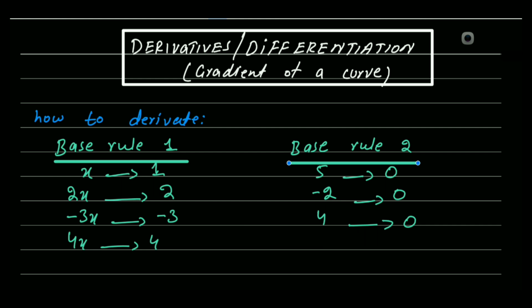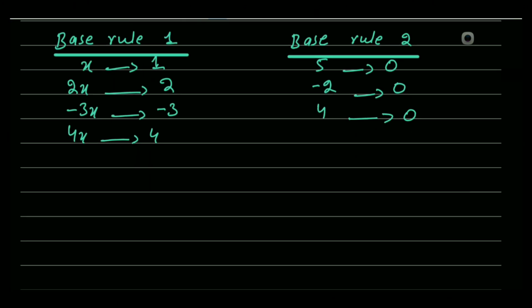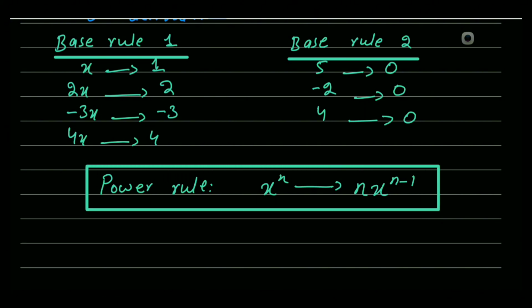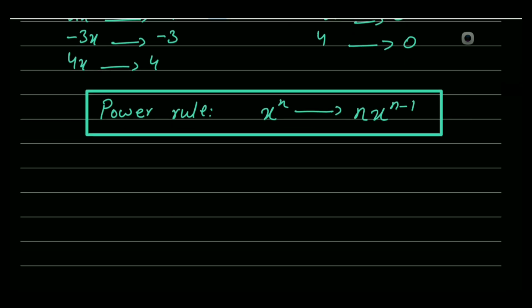Power rule. What is the power rule? Now we will discuss the power rule. If x raised to power n, its derivative will be n x raised to power n minus 1. The n comes first, and then x raised to power n minus 1. 1 will be subtracted from the power. So this is the power rule of differentiation.